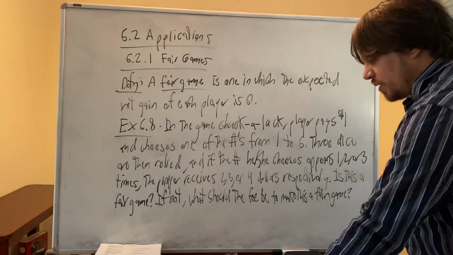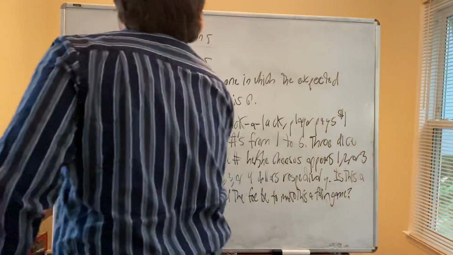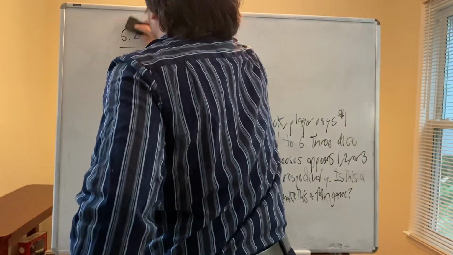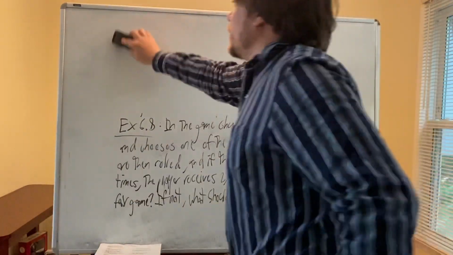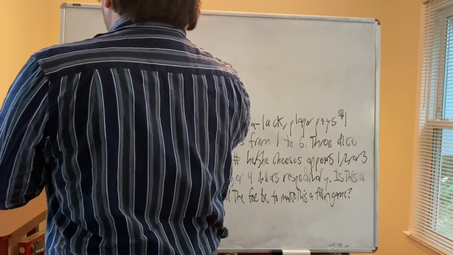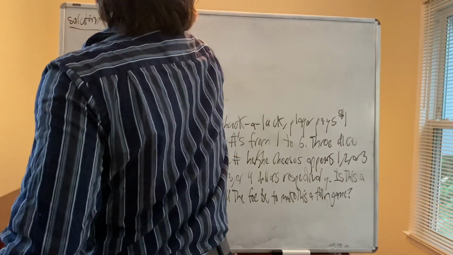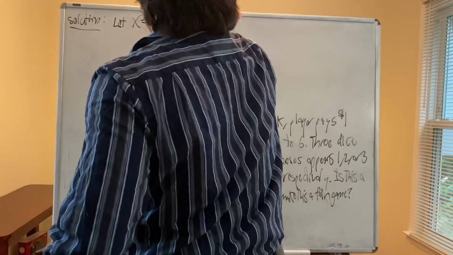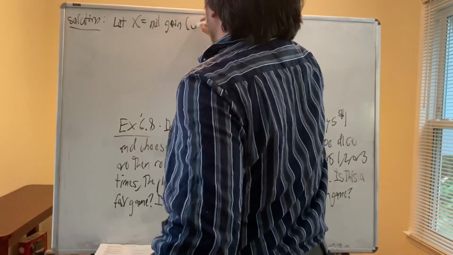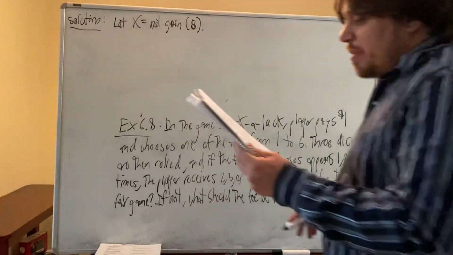Okay, so let's solve it. So I'm going to erase the top part of the board, and the example is on the bottom half. And so here's going to be the solution. Let capital X equal the net gain in dollars. Okay? So X is going to be a net gain in dollars.